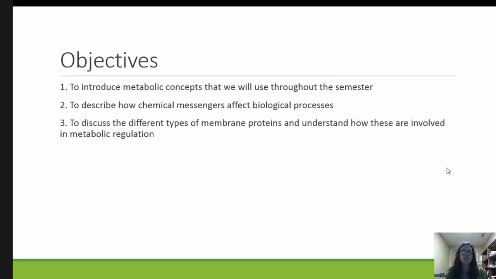And I'm hoping that by giving this introduction, then when we get to specifics, the understanding will go a little smoother. So when we talk about these metabolic concepts, what we're mostly going to talk about is chemical messengers and how these chemical messengers affect biological processes. And our last objective is to discuss the different types of membrane proteins and understand how these are involved in metabolic regulation.